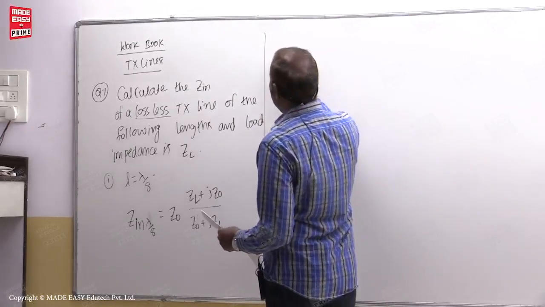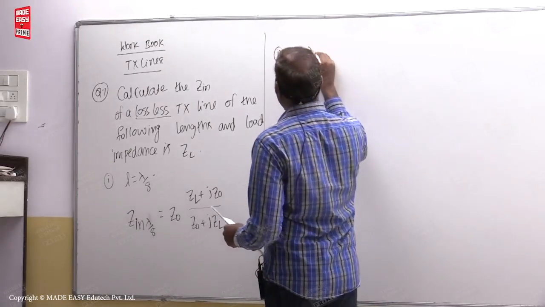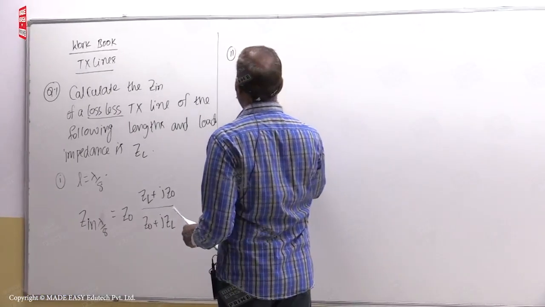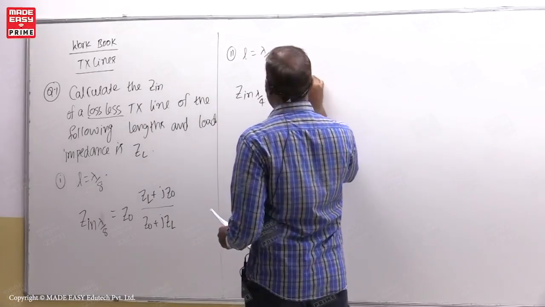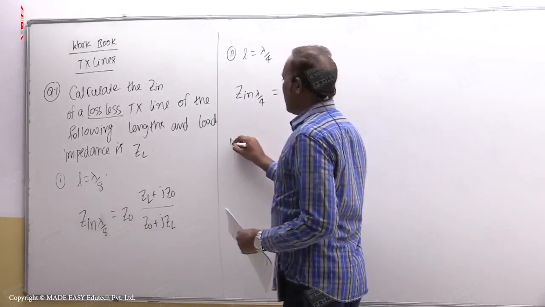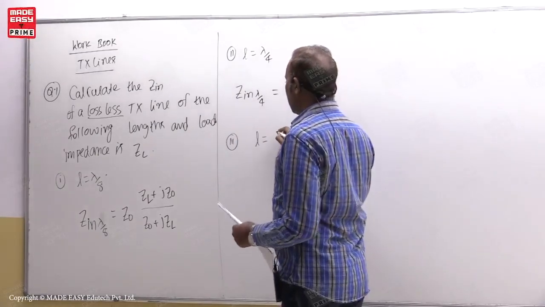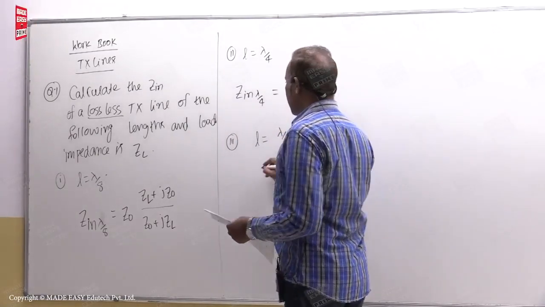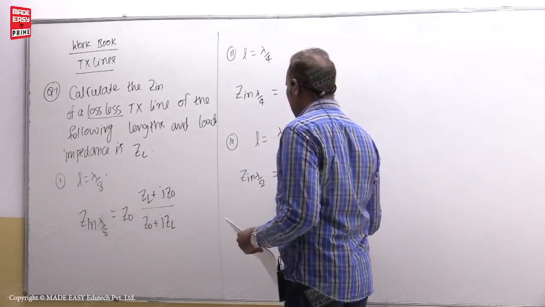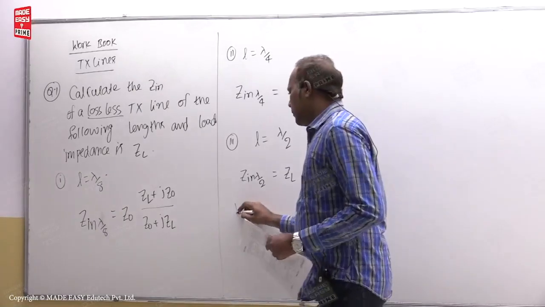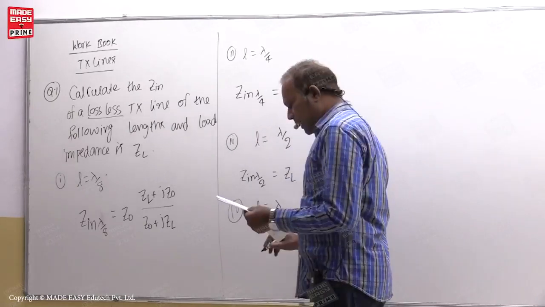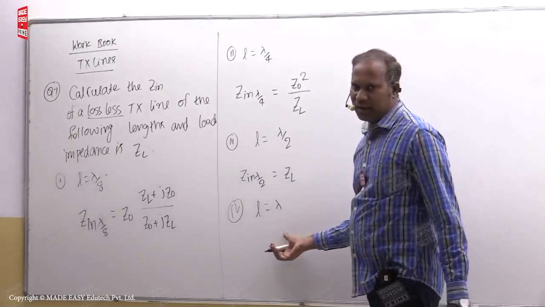Next, in the second part, the total length is given as lambda by 4. For this also we have calculated Zin of lambda by 4 is equal to Z0 square by ZL. Already we found this one. Next, the third one, the total length is lambda by 2. So what is the input impedance of lambda by 2, dear students? It is the load impedance. Now the fourth part, the length of the transmission line is given as lambda. You have to find the input impedance for this.